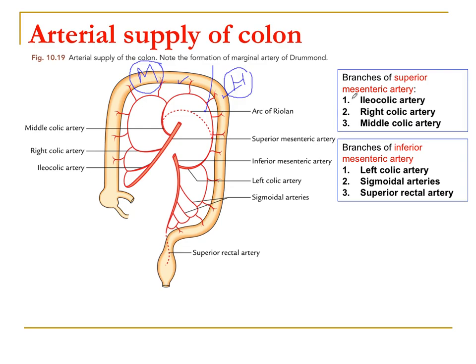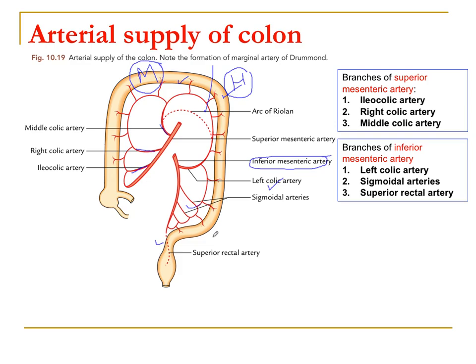The arteries involved in the right two-third part are the colic arteries: the middle colic artery, right colic artery, and ileocolic artery. On the left side there is the inferior mesenteric artery and its branches: the left colic artery, sigmoidal arteries, and superior rectal artery. They are actually supplying this whole region.